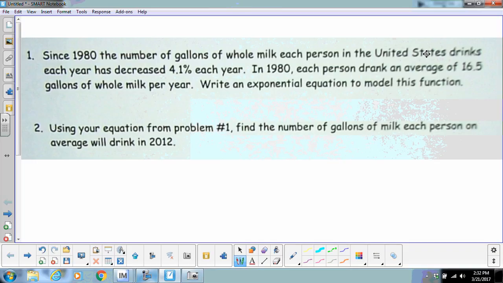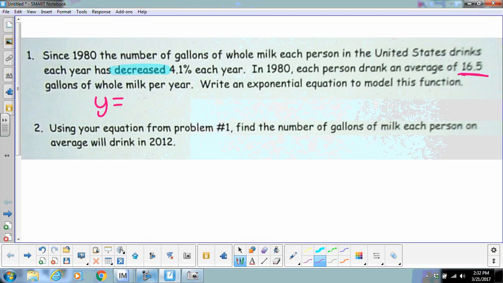All right, so number one says since 1980, the number of gallons of whole milk each person in the United States drinks each year has decreased. Okay, there's our first key. By 4.1% each year. In 1980, each person drank an average of 16.5 gallons of whole milk per year. Write an exponential equation to model this function. So number one just wants your equation.